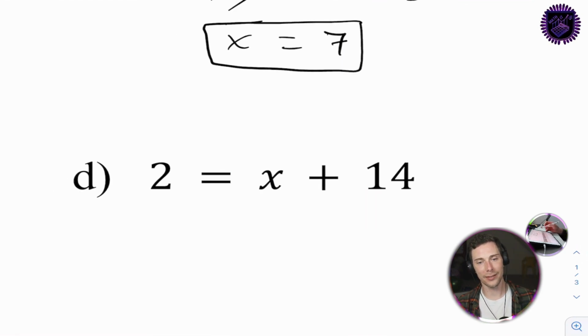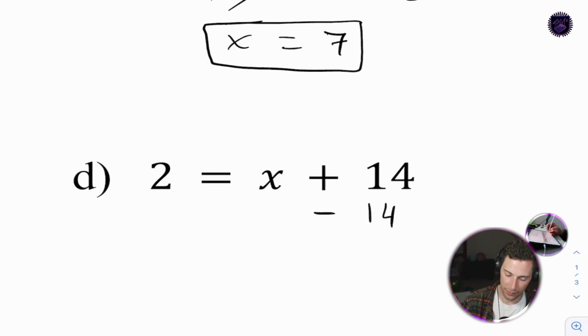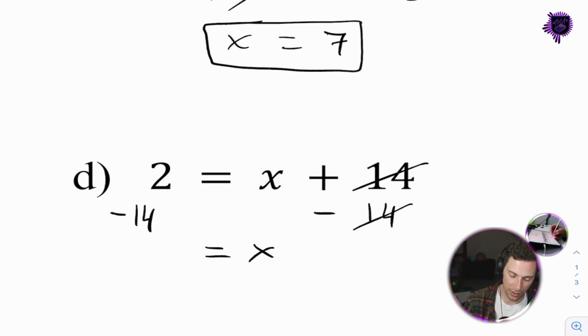All right, 2 is equal to x plus 14. On this one, x is on the other side of the equation. It's the same thing. Don't get confused. Do the same steps. We can subtract 14 and do that on both sides. So on this side, we're left with canceling out, and it's x is equal to 2 minus 14, which is negative 12. And then we can rewrite it as a final answer. X is equal to negative 12.